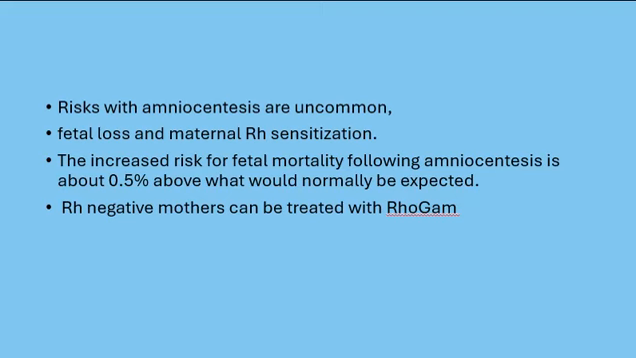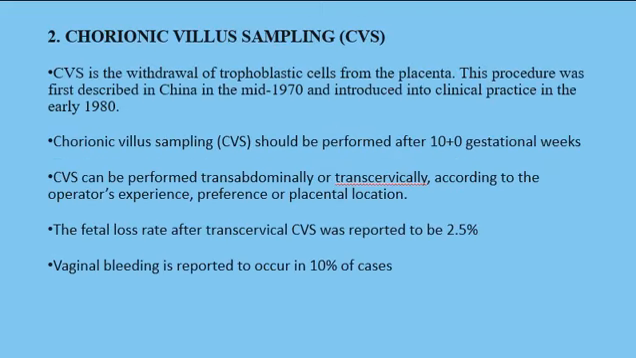Chorionic villus sampling, CVS. CVS is the withdrawal of trophoblastic cells from the placenta. This procedure was first described in China in the mid-1970s and introduced into clinical practice in the early 1980s. CVS should be performed after 10+0 gestational weeks. It can be performed transabdominally or transcervically, according to the operator's experience, preference, or placental location. The fetal loss rate after transcervical CVS was reported to be 2.5%. Vaginal bleeding is reported to occur in 10% of cases.